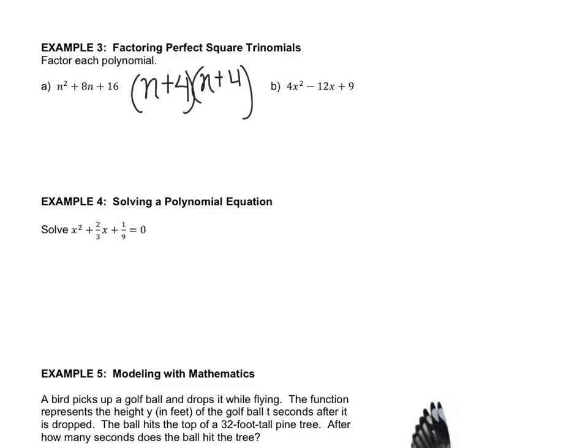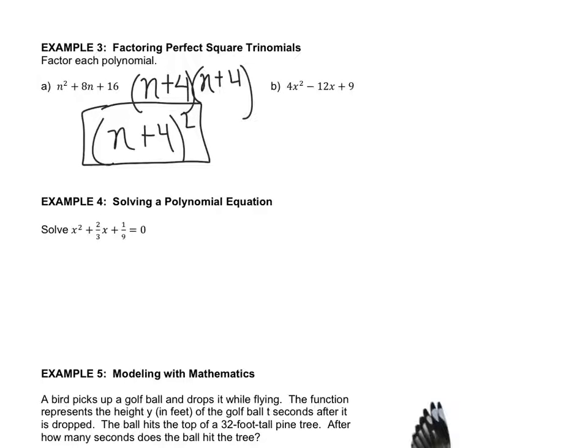So again, with my quick FOIL check, I would do n times n is n squared. I would do n times 4 is 4n. 4 times n is another 4n, which does add together to get me the 8n. And then 4 times 4 is 16. We can simplify this a little bit further, though, because our better answer here is n plus 4 squared. We have the exact same binomial times itself, so n plus 4 squared would be the answer.